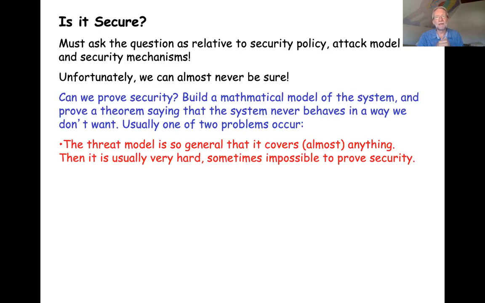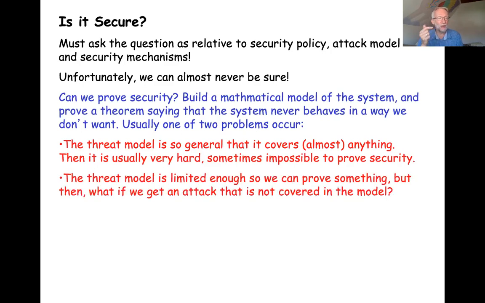It might even be the case that the question of whether you satisfy the policy turns out to be an undecidable question. Undecidability is something that you probably heard about before, and it basically just means that there's no possibility of proving security in that case. Or it can be the case that the threat model is limited enough that we can actually prove something, but then, of course, we have to face the risk that we might be subjected to an attack that's not covered in the model. So there's kind of a dilemma there that we cannot really escape usually, which is sad.